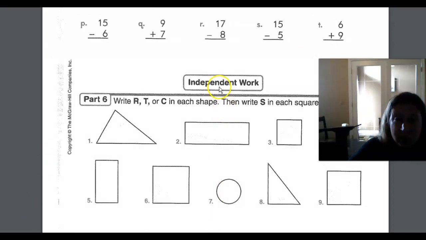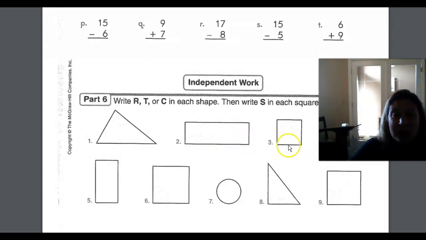So guys, just as a quick review, when you are going on to your independent parts when we're finished today, I just want to quickly review how to do this. So remember, the first thing that you need to do here is you're going to need to label these with a T, an R, a C, or an S. And so let's just review the shapes real quick. This is a triangle. This is a rectangle. And remember, a rectangle means that it has 4 sides to it.